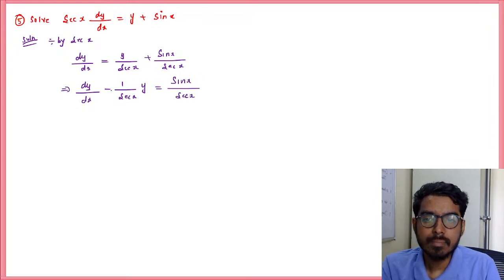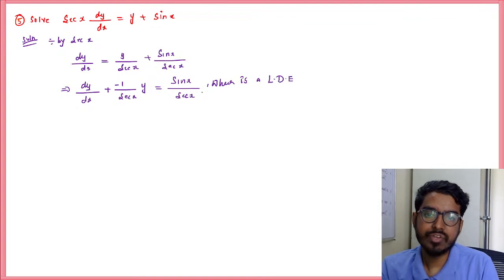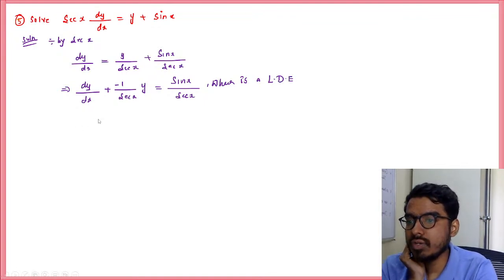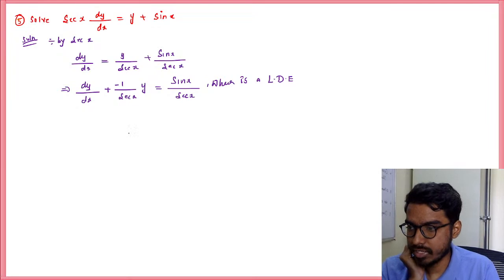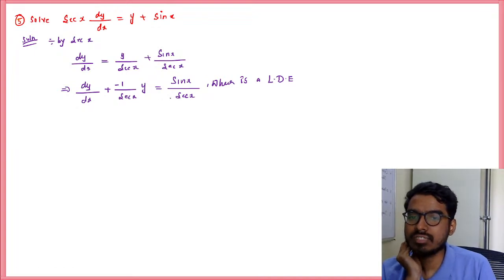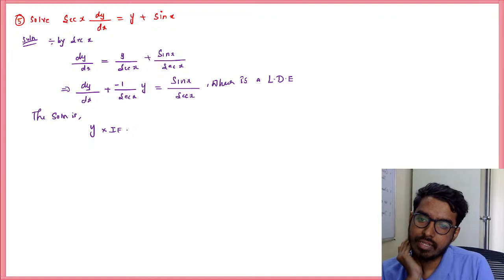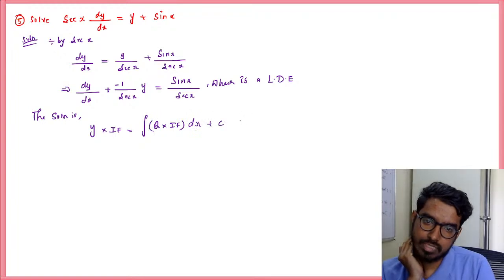This is of the form dy by dx plus py is equal to q, which is a linear differential equation. The solution is given by y into integrating factor is equal to integration of q into integrating factor dx plus c. This can be written as sin x cos x, because 1 by secant x is cos x.